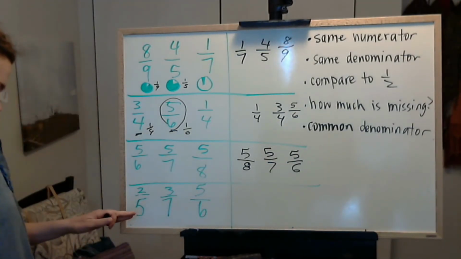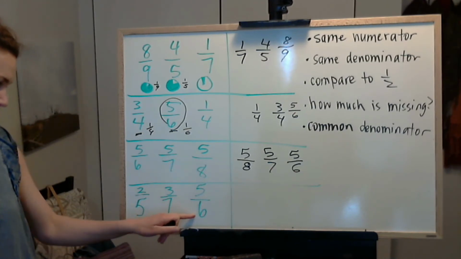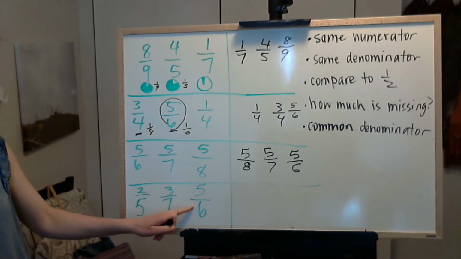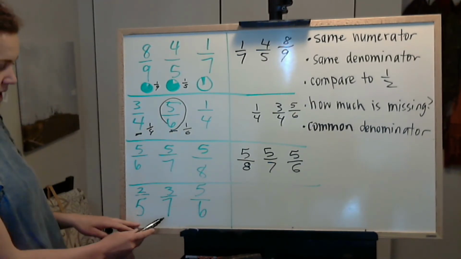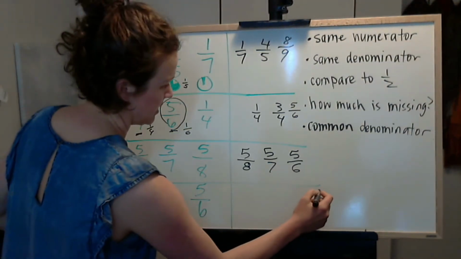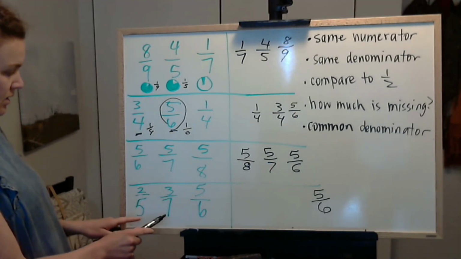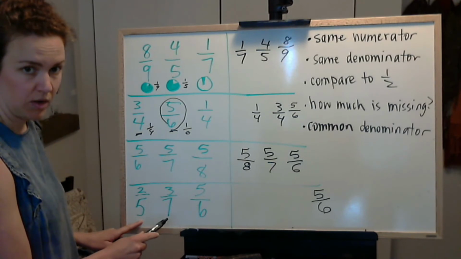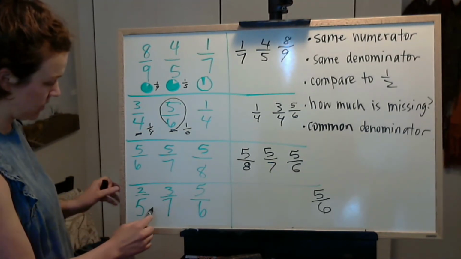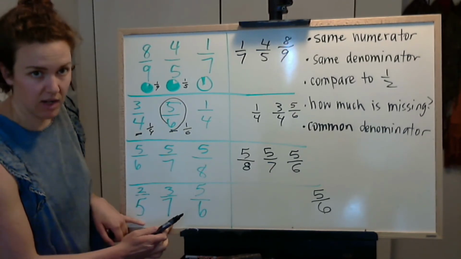Okay. 2/5, 3/7, 5/6. I know this one is the biggest because it's only missing 1/6. And these are both kind of close to 1/2. So 5/6 is the biggest. Now, these I'm going to make a common denominator. So I'm going to change these into pieces that have 35 pieces each so I can directly compare.